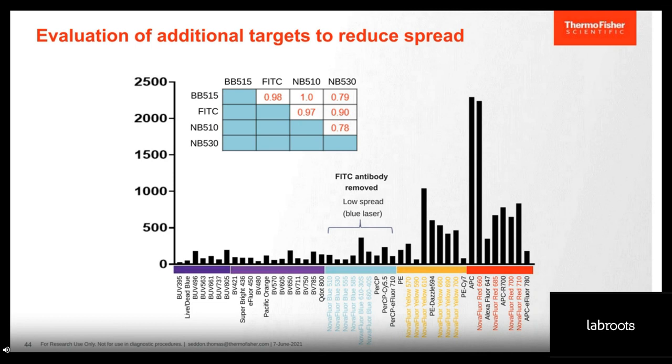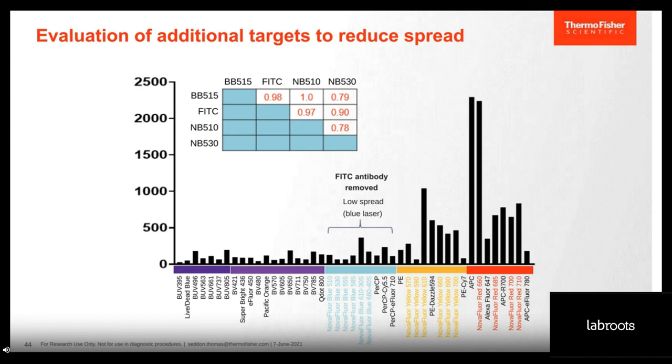When you look at this, BB515 and NovaFluor Blue 510 are actually 1.0 similar. When you look at their actual spectra, they're not exactly the same, but what this means is that they really can't be unmixed in a very good way. And even FITC to BB515 is a pretty difficult unmixing, at 0.98 similar.